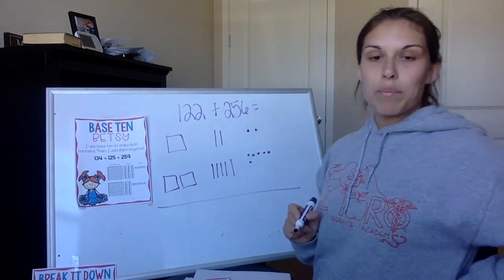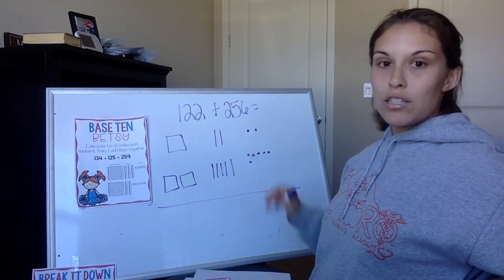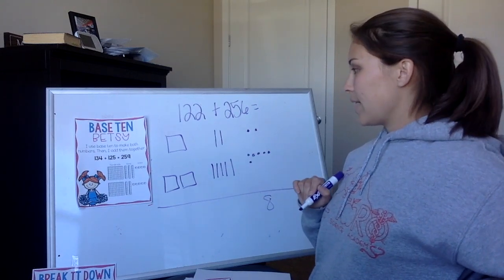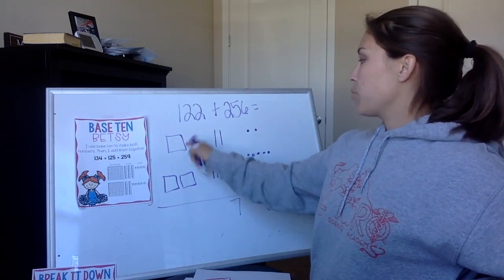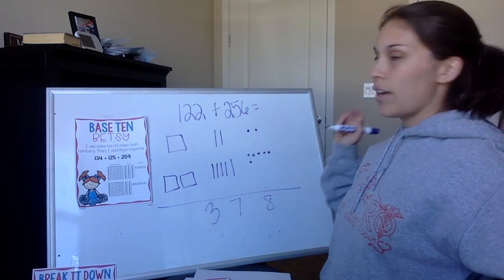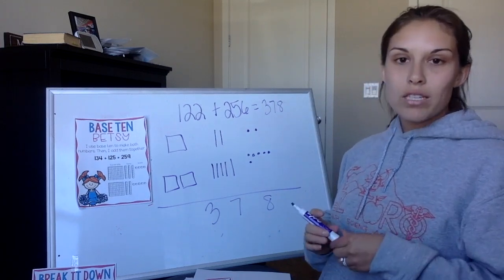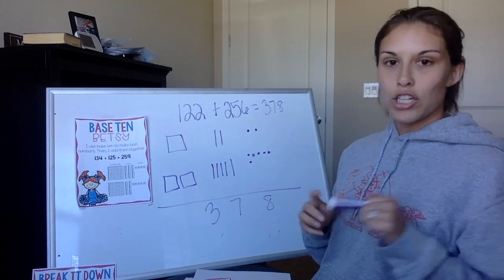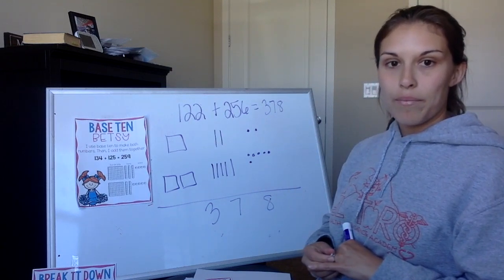So now that I broke it into base 10 blocks, I'm going to add them together. So we have 6 plus 2 is 8. 5 plus 2 is, excellent, 7. And 2 plus 1 is 3. So 122 plus 256 equals 378. So for letter C, you should have gotten 378. So go ahead and check your work. Make sure your work looks similar to mine and that you got the correct answer.